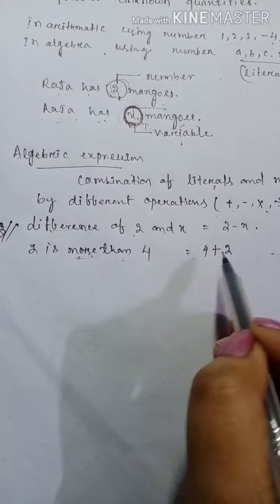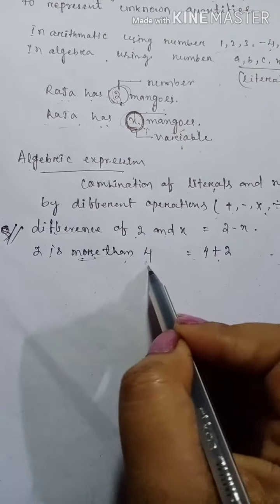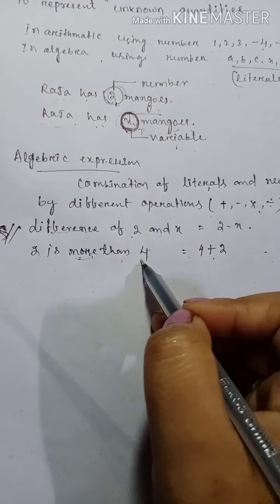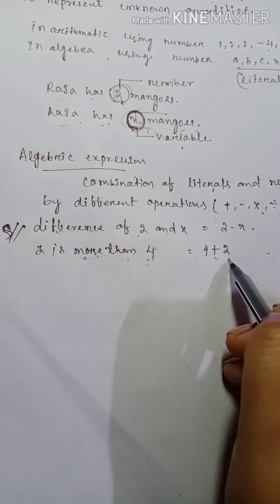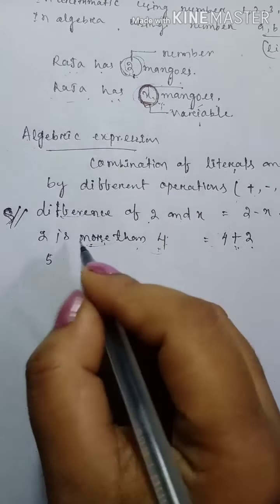Clear? "More than" means the value which we have to get is 2 more. Means the value which is more than 4. How many more? That is the 2. So, that's why 4 plus 2. Clear? Again, another example. Like that, I am giving some examples.